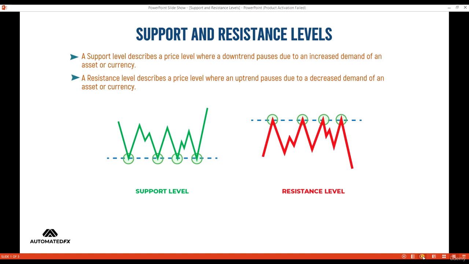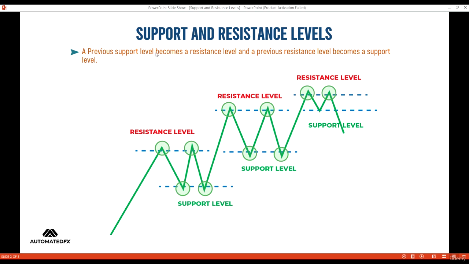So these are price levels or a range of levels in the market where prices tend to reverse. A previous support level becomes a resistance level, and a previous resistance level becomes a support level. This is a normal phenomenon in the market. Whenever we have a resistance level and a support level, there is a high possibility that the market will react whenever price comes to that same level.